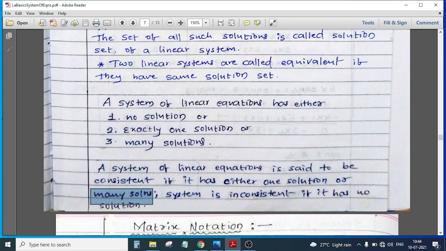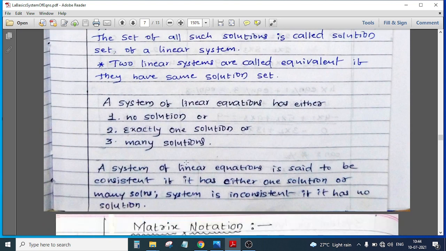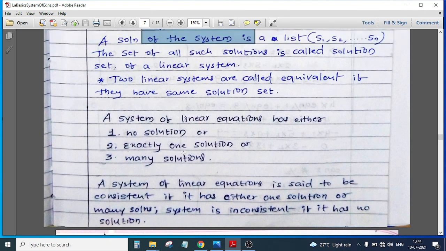I have a set of linear equations like this. I have a system of linear equations. Then after solving those system of linear equations, I might get only one solution, or I might get many solutions. So if number 2 and number 3, any one of them is satisfied, then such a system of linear equations is called a consistent system.